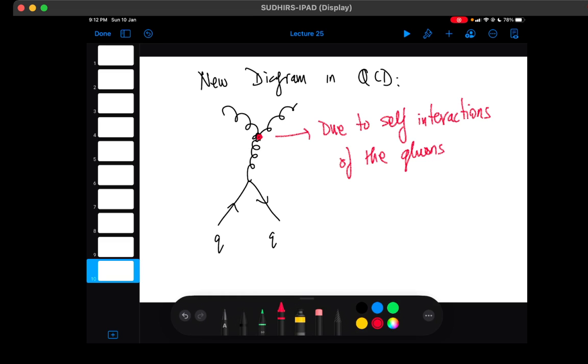This is because the gluons interact with themselves. Because the gluons interact with themselves, you end up having this kind of thing.